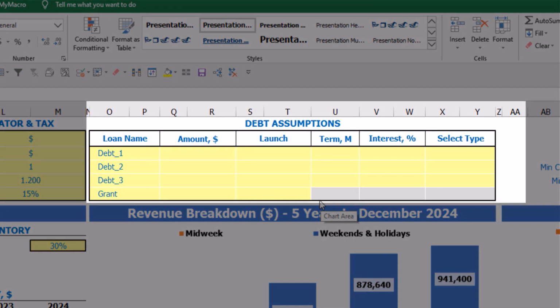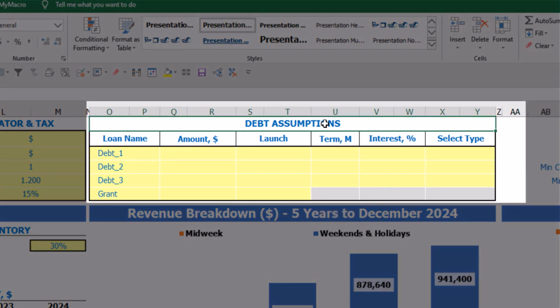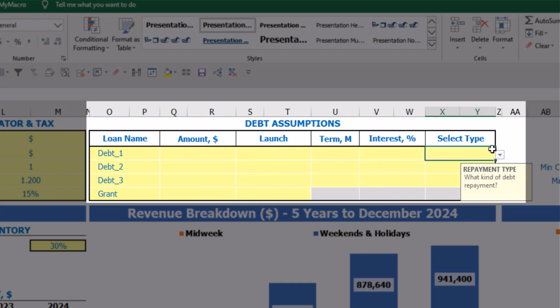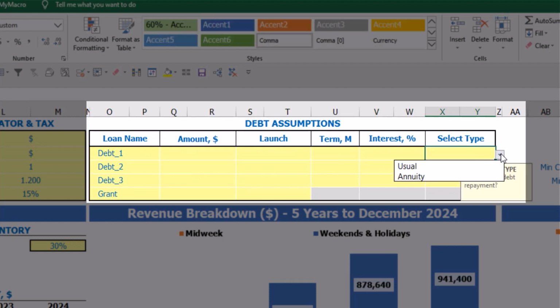Also on the top of the dashboard you have debt assumptions. Let me show you how it works. So for each debt you are able to select the debt type. There are two debt types in the model, which is annuity and usual. Annuity means that each monthly payment, which consists of your debt repayment plus interest expenses, will be equal each month.